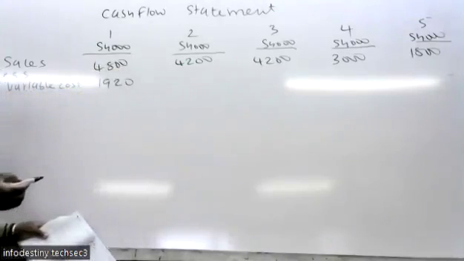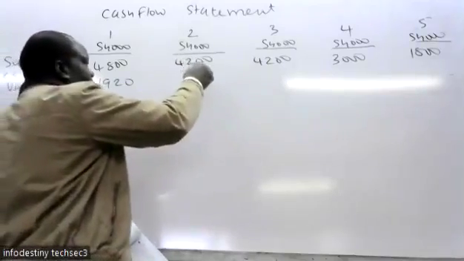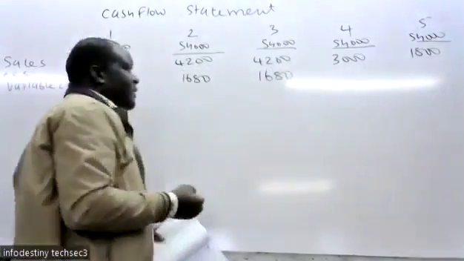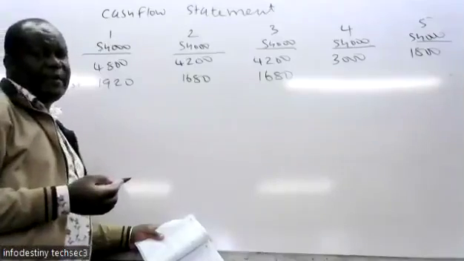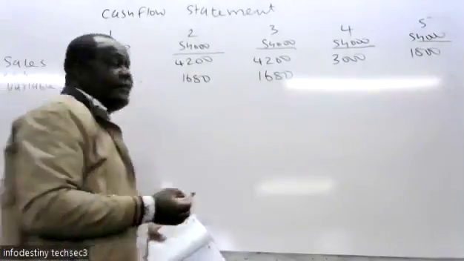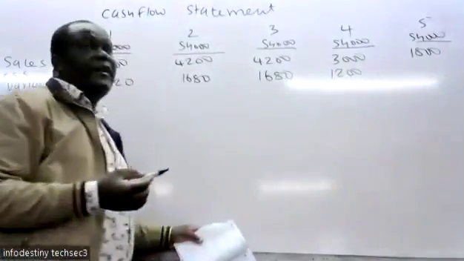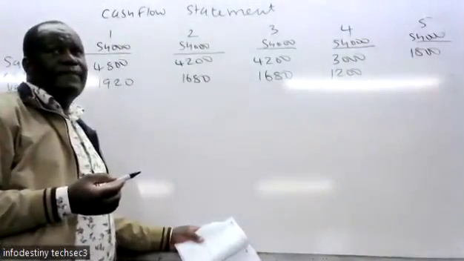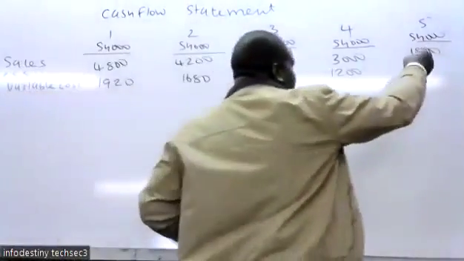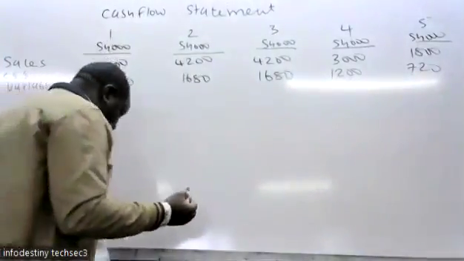How about year 2? Year 2 is 1680. So even year 3 will be 1680. Year 4, 1200. How about year 5? 720. Then we also less the fixed costs.